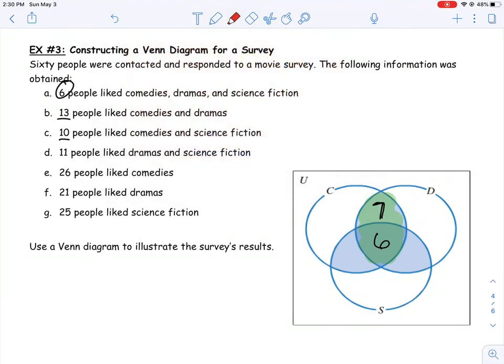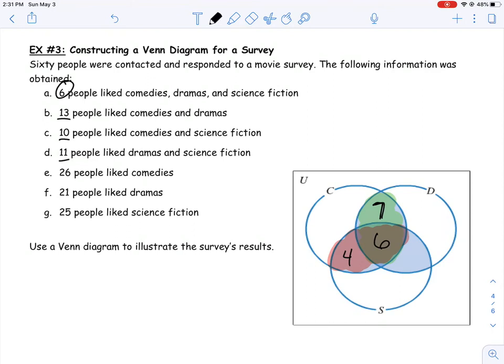The next part says that 10 people like comedies and science fiction. So let's find the overlap there. So comedies and science fiction, their overlap would be right here. Now be careful. Did you notice that I already have 6 people in that shaded area? And so if there's 10 people total and I already have 6, doesn't that mean that there's only 4 that I need to put in there for a total of 10?